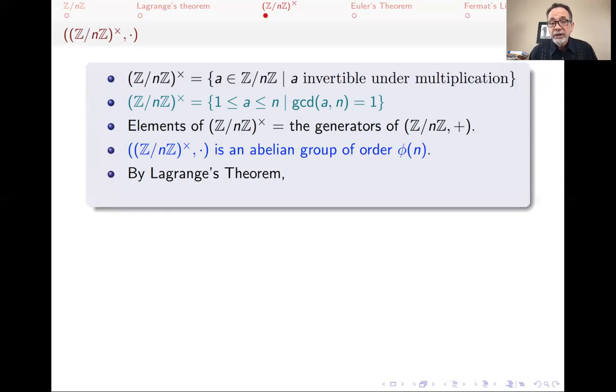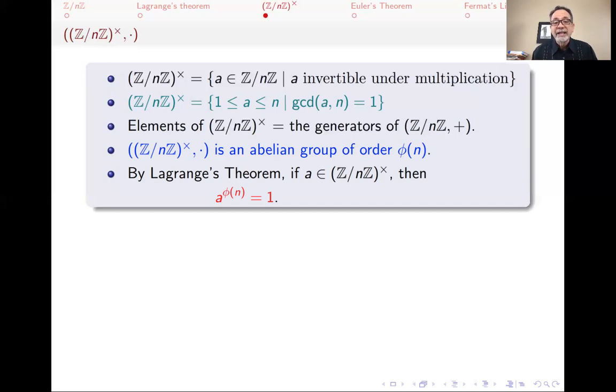So by Lagrange's theorem, now we know that if you take any element of this group and raise it to the order of the group, you get identity. And the identity in the group of units under multiplication is just 1. So we get that a to the phi of n equals 1 in that group. But if you now translate that, what does it mean to take a to the phi of n and get 1?